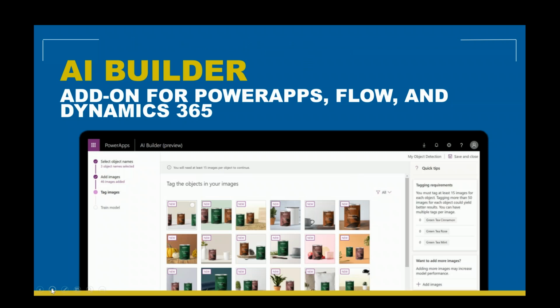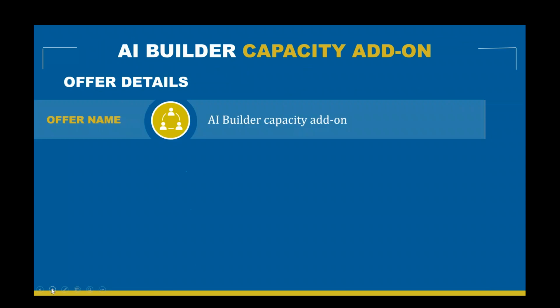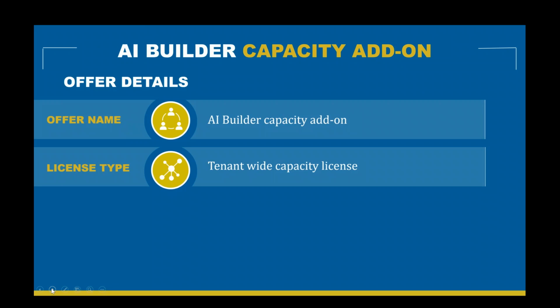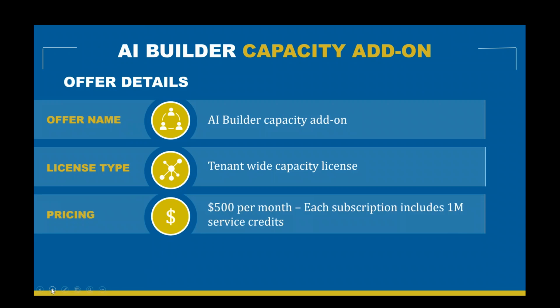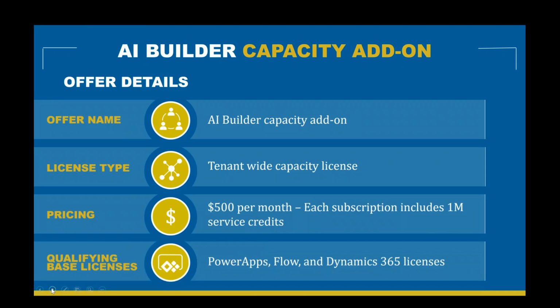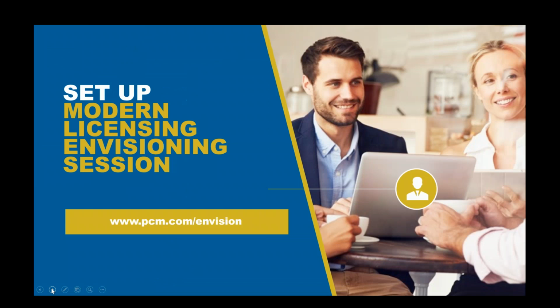Now, you heard me mention AI Builder before. That is an add-on for Power Apps, Flow, and Dynamics 365. And let me build out the screen here. It is a tenant-wide capacity license. The pricing for that is $500 per month, and each subscription includes 1 million service credits. And again, the qualifying base licenses are Power Apps, Flow, and Dynamics 365.